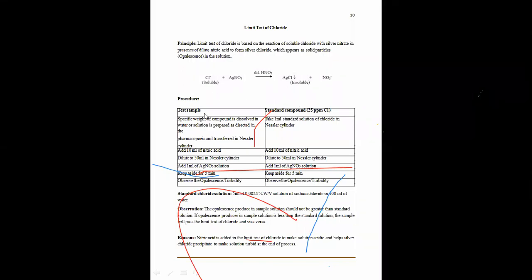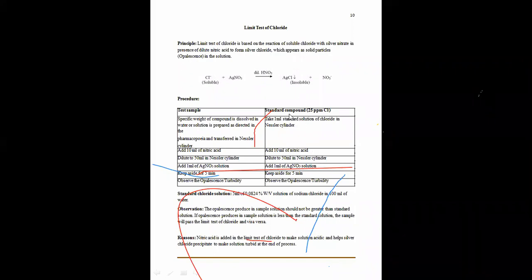Now here, what type of procedure are we going to follow to determine the limit of chloride ion in the given solution? Here we are going to do two experiments, or two simultaneous procedures, to determine the presence of chloride ion. Now how are we going to do it? We are going to take one test sample and one standard solution. Now this test sample solution may contain chloride ion, and the amount of these chloride ions we are going to check with the standard solution.